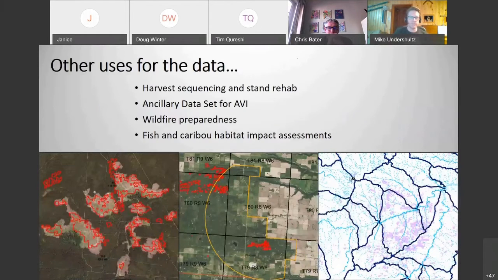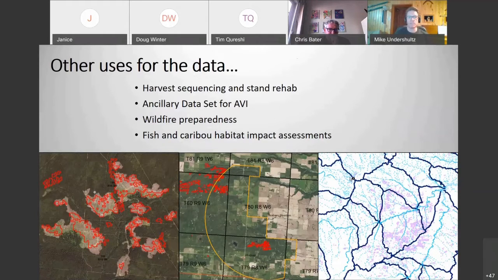Obviously there are lots of other uses aside from the forest management side of it. Wildfire preparedness and planning are very interested in this information. They're also interested in the fact that those polygons can be provided at different thresholds. So when you're looking at things like spread models, we can provide what a forest with 20% mortality looks like versus a forest with 50% mortality.